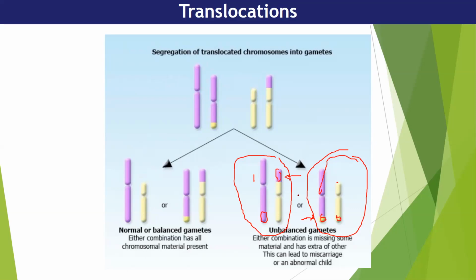So these two gametes are unbalanced gametes, because some important genes may be missing, and some genes may be present in too many copies. This can cause problems, and it might be fatal. So this is the genetic effect that translocation may have on the inheritance pattern.